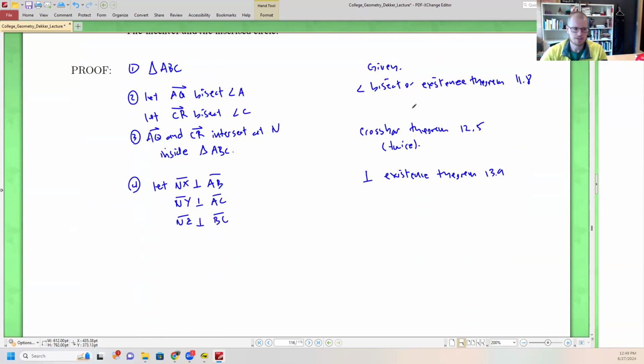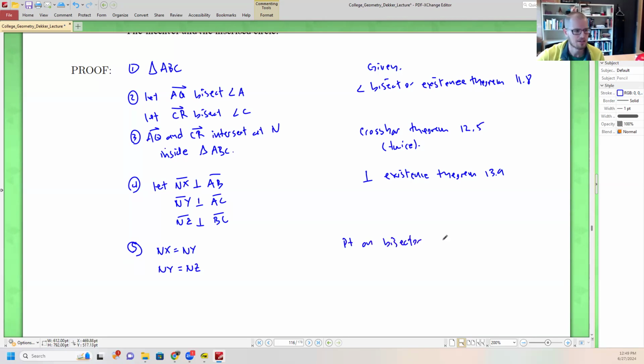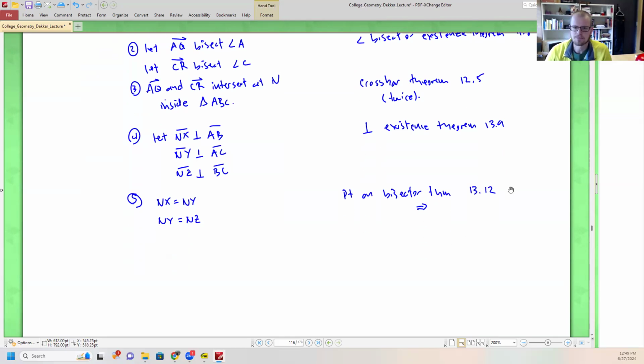So a couple of things here. NX is equal to NY. So the fifth step here, NX is equal to NY. That is a distance measurement. And we also have that NY is equal to NZ. And these are both because of the point on bisector theorem. And that's theorem 13.12. Now, in this case, we're using the forward direction of the bisector theorem. You don't have to make such notes, but I'm just trying to help us understand as best as possible.